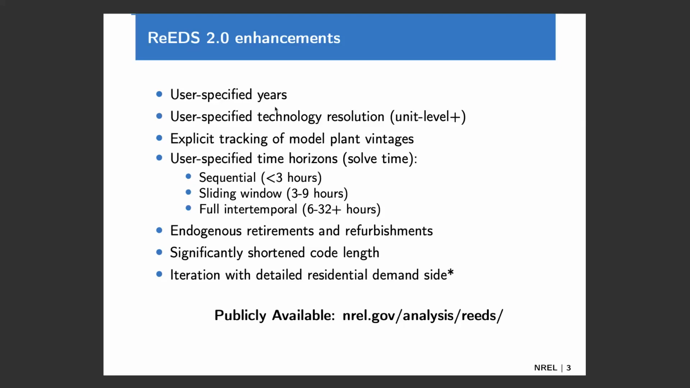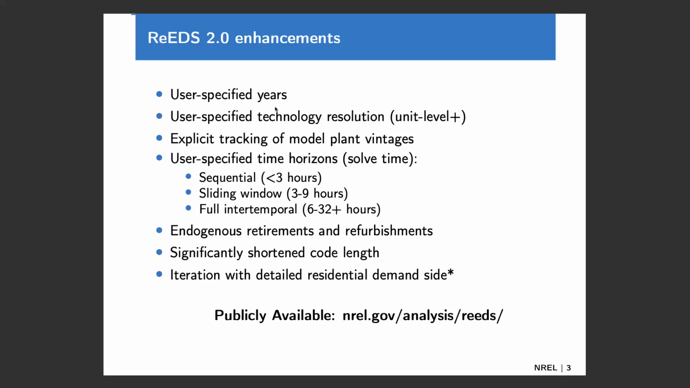and explicit tracking of model plant vintages, meaning before in ReEDS, there's kind of this amorphous blob of capacity available to the model. And in this way, we can track that this plant was built, and if we wanted to, we could say this plant was built in 1976, and it exists in 2020, and it has this amount of capacity, whereas before there was just kind of this aggregated set of plants.